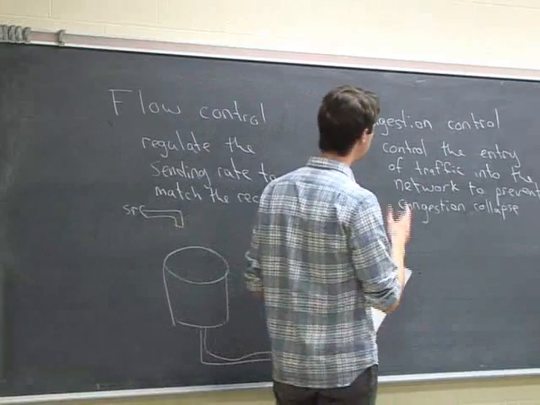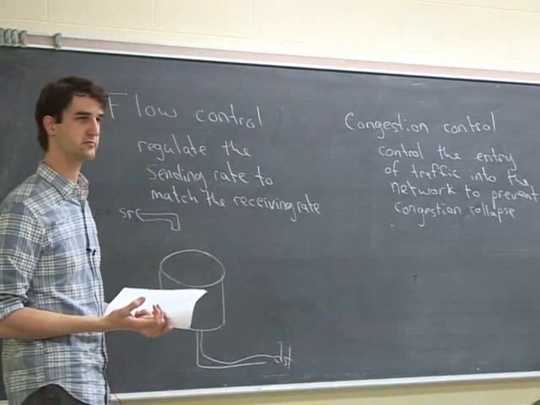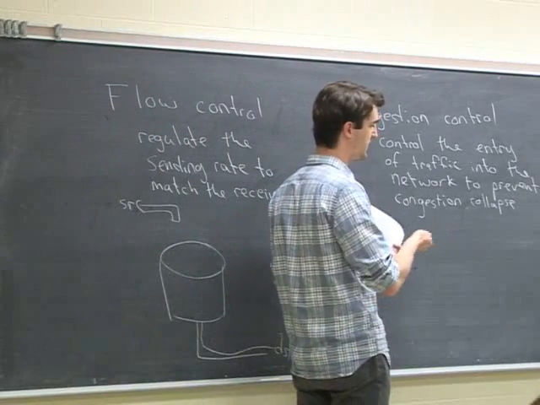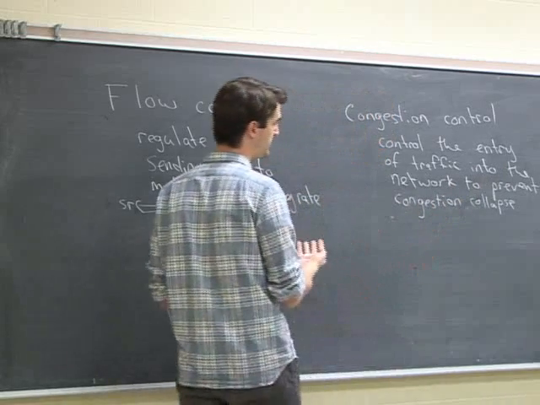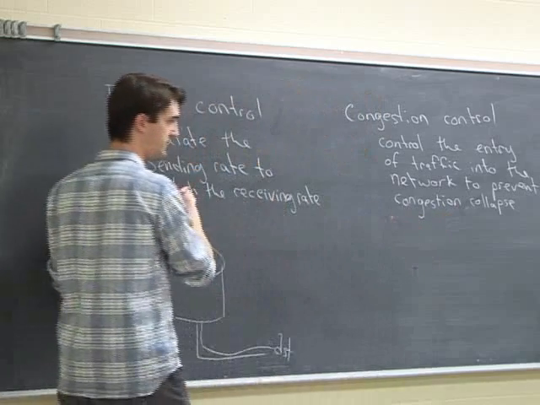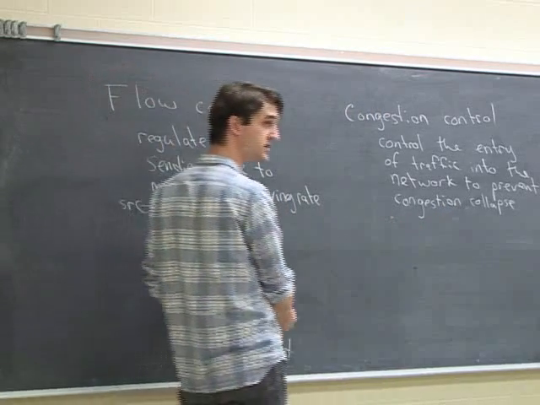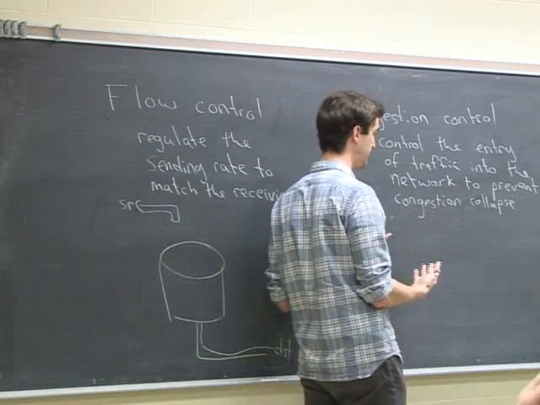If you recall from last time, we learned about TCP's congestion avoidance mode. There, TCP is increasing its window size linearly, and it's attempting to avoid congestion. It's attempting to regulate its flow, so it wants to maximize the amount of data that it's sending to the destination, while at the same time preventing congestion collapse in the network.